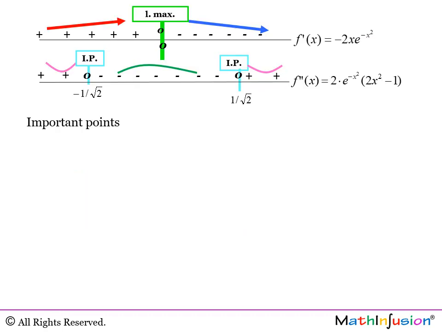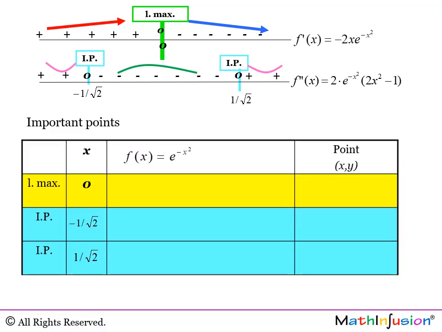We have to evaluate the 3 important points. We'll do it by chart. The values of the important x's are 0, and the 2 values of x for the inflection points. We substitute for 0 and we get 1. So the coordinate, the whole point, is (0, 1).